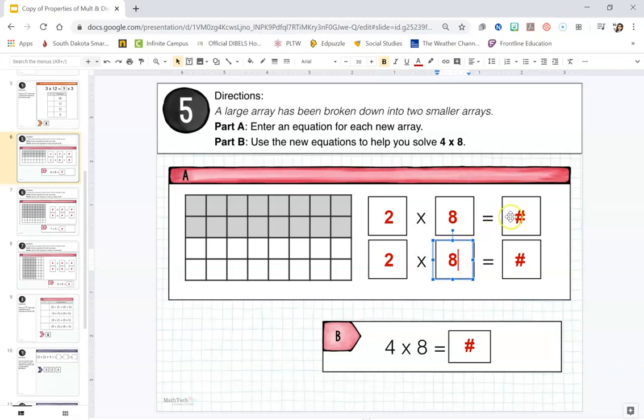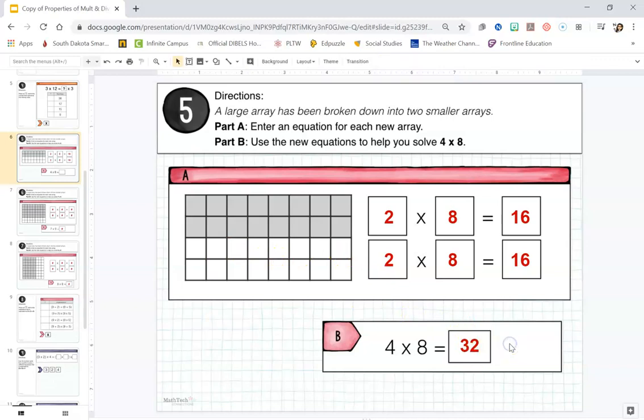2 by 8 again. So if we know our multiplication, and we do, 2 times 8 we know is 16. 2 times 8 down here then is going to be 16. So now all I have to do is add 16, the answer to my top array, to 16, my answer to my bottom array, together, and I know that 4 times 8 is going to be 32. Okay? So the distributive property is all about breaking up a bigger array into 2 smaller arrays and then adding those answers together.